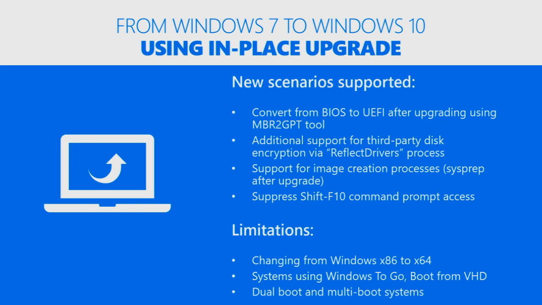I mentioned already, this isn't supported if you're going to change from x86 to x64. It's not that the OS can't handle it, it's more that the apps installed on that x86 machine will probably be hopelessly broken after upgrading it to x64, so we don't support that. We don't support upgrading a Windows To Go USB stick. We don't support upgrading a machine that's running using boot from VHD, which is fairly uncommon.